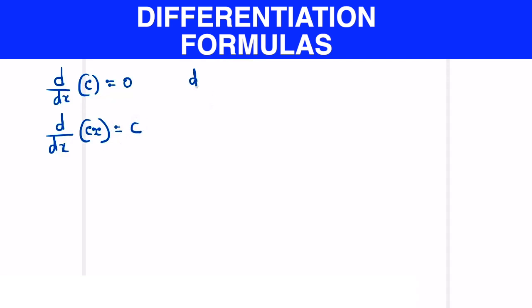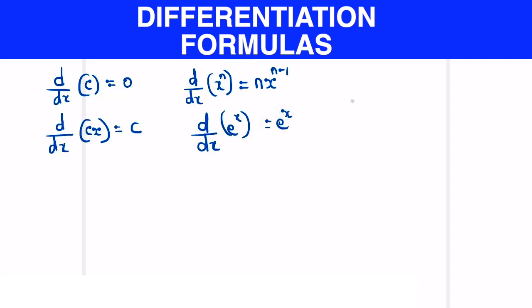Now, d by dx of an exponential function x power n is equal to n into x power n minus 1. Now, the next one is d by dx of e power x is going to be e power x. Now let's move on to the logarithmic function. d by dx of log x is going to be equal to 1 by x.